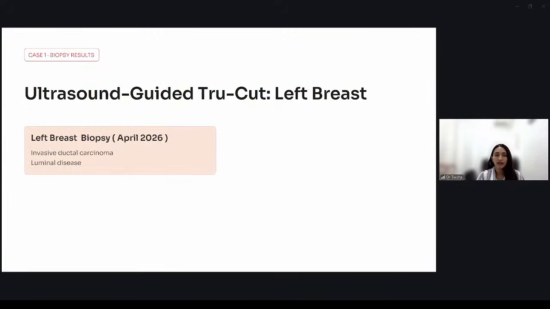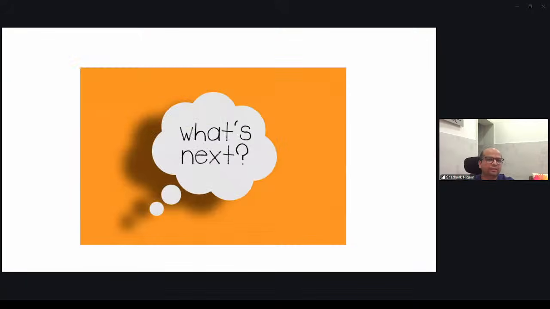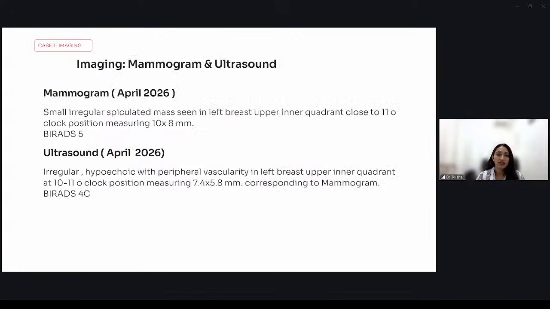Exactly. Dr. Tusha, what was the status of the nodes, the axilla? So they were enlarged but not enhancing.